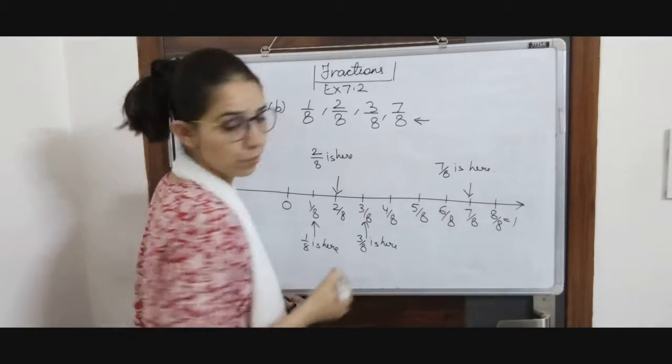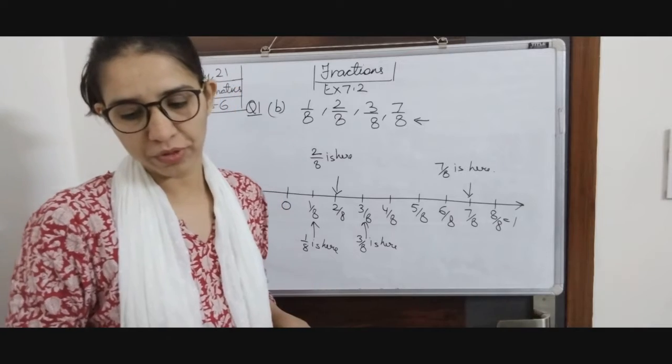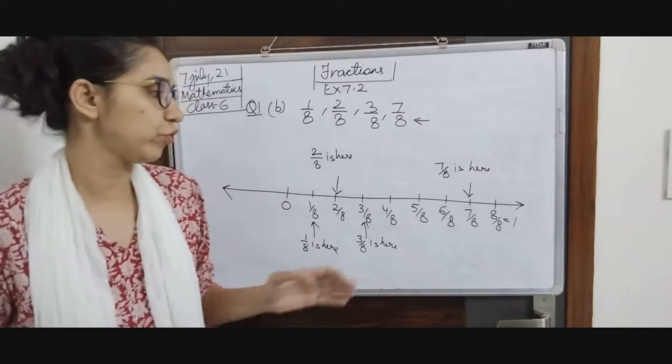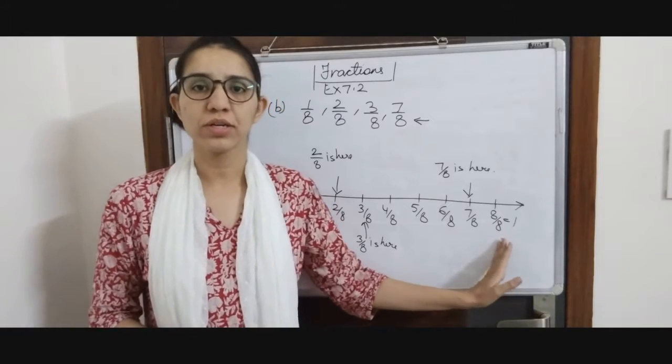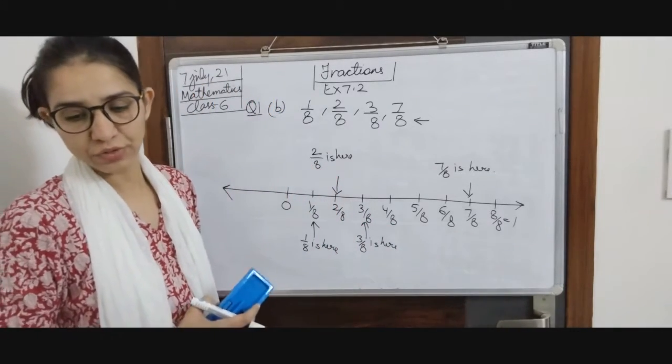Similarly, you can do the C part, which is 2 by 5, 3 by 5, 8 by 5 and 4 by 5. 8 by 5 is an improper fraction. It means you have to go beyond 1. Okay. We have done questions like that, so you can do that.